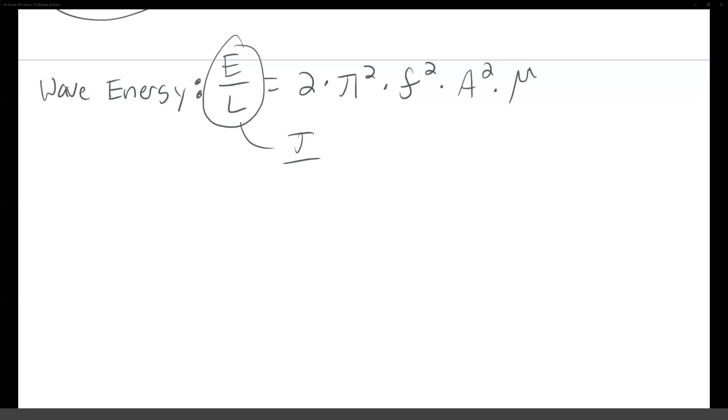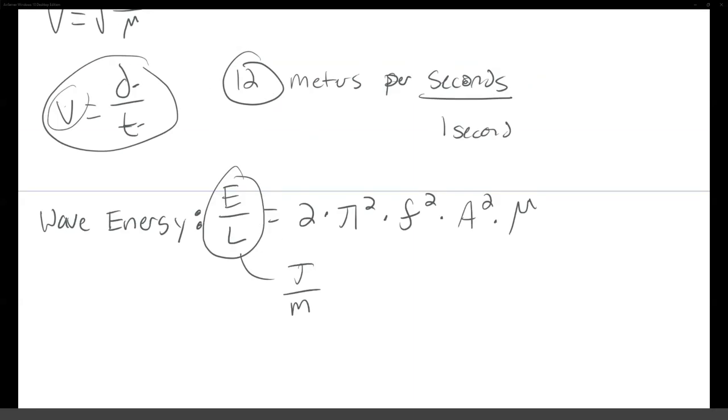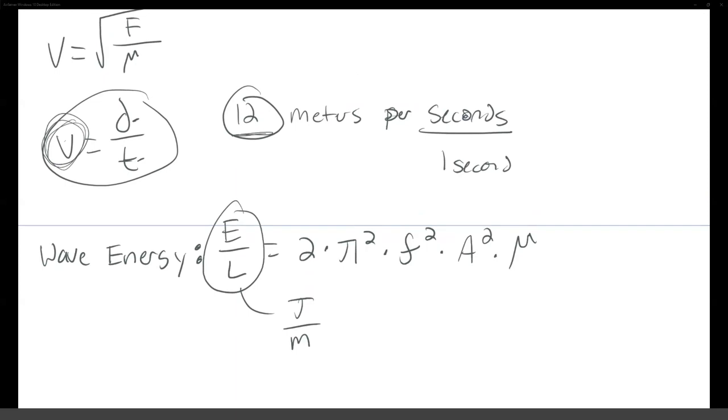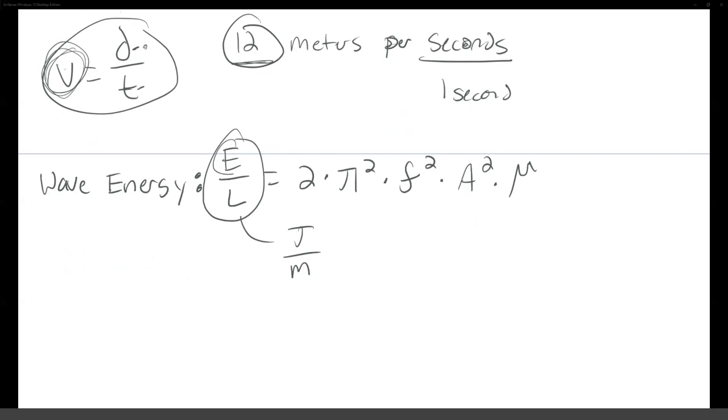Or what's the wave energy? There's an equation, and these are on page 23 in her notes, at the top of the page. So it's going to be E over L equals 2 times pi squared times the frequency squared times the amplitude squared times mu. And that will ultimately give you joules per meter. I should make that a little m. Instead of how far per a distance, it's how much energy is going to be in that length of rope, right?